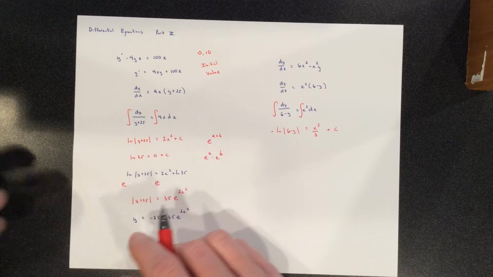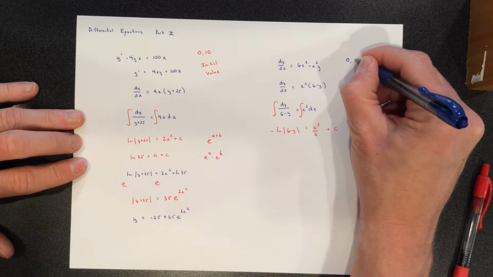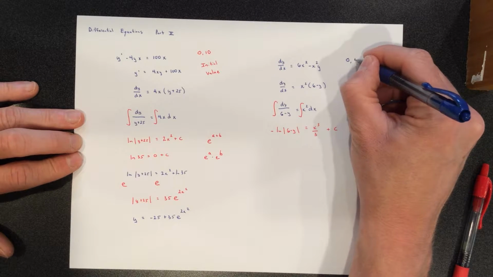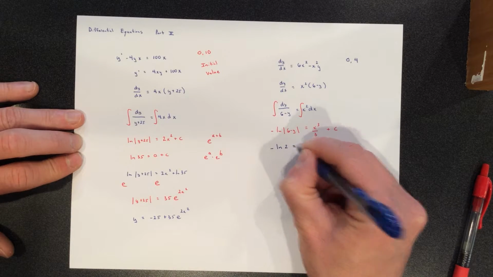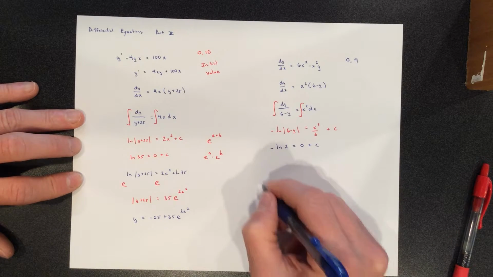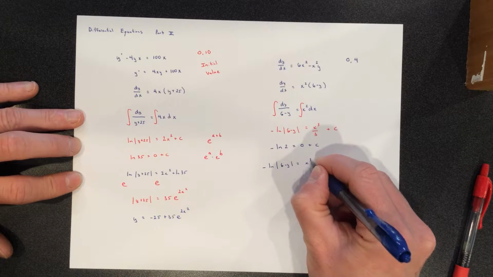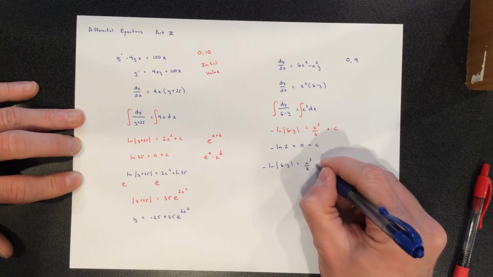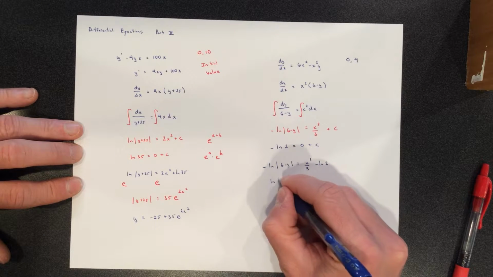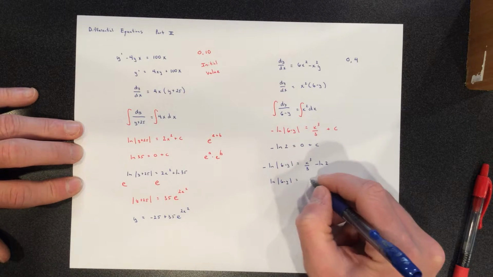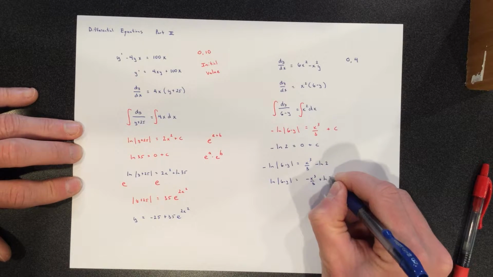Okay, be careful. And let's say that we know that when x equals 0, y equals 4. How about that? So this is negative natural log of 2 equals 0 plus c. So now I know c. Negative natural log of 6 minus y equals x cubed over 3, and then c was minus natural log of 2. I'm going to go ahead and move the negative sign first. It's going to be negative x cubed over 3 plus the natural log of 2.